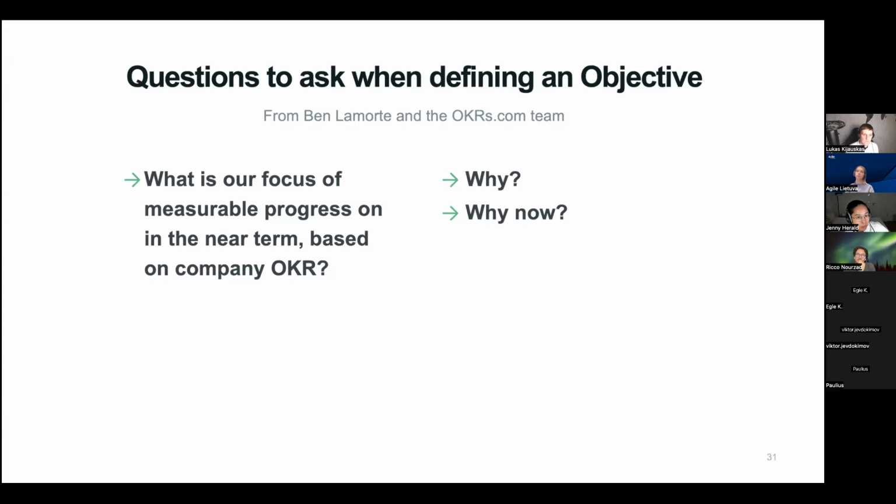And so before you even get into defining your objective, you should be asking yourself, what is our focus right now? And how are we going to measure that progress in this near term, whether it's a cadence of 3 to 4 months, half a year? And why are we going to want to focus on that? And why now? Because if you're doing this now, that means you might not be doing something else, right?